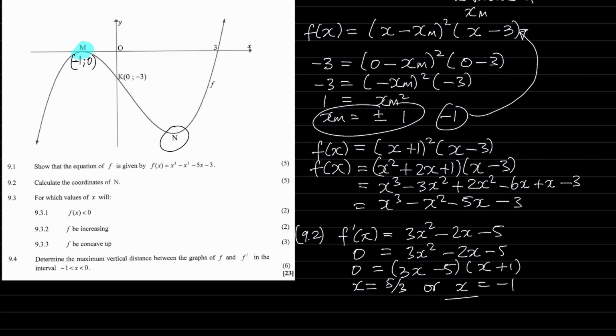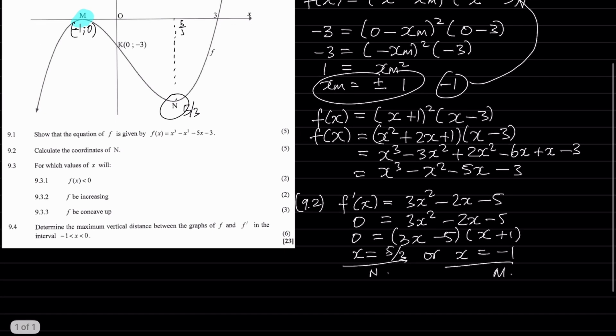We know the negative 1 value. That's where m is. So that must mean that this value must be for n. So this value right here is 5 over 3. So here, x is 5 over 3. Let's neaten it up a bit. 5/3. Okay, let's move on.